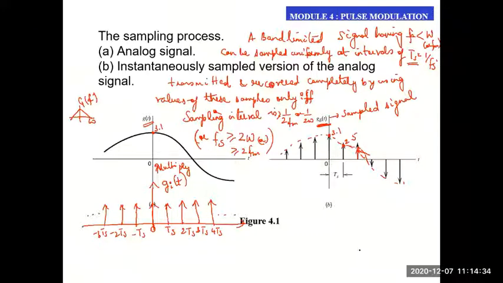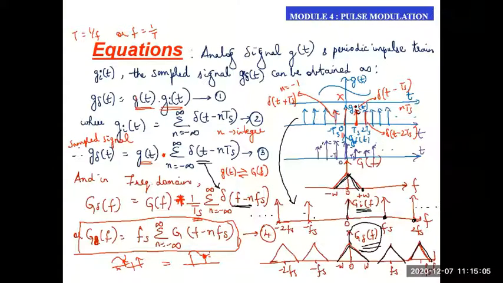Then finally we spoke about the sampling theorem, how you can send any band limited signal if you are sampling it at intervals of Ts. And when you transmit, you will be able to recover the signal properly or completely only if you sample at a rate which is greater than twice the message bandwidth. Remember that.